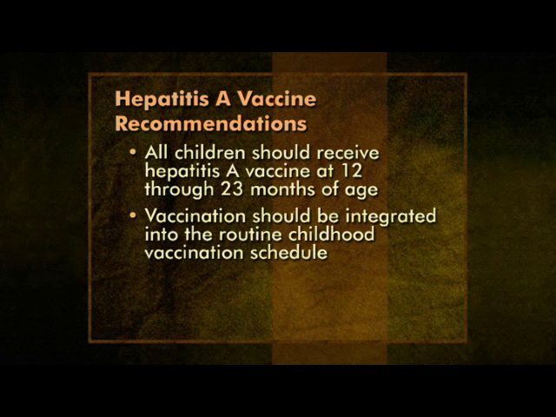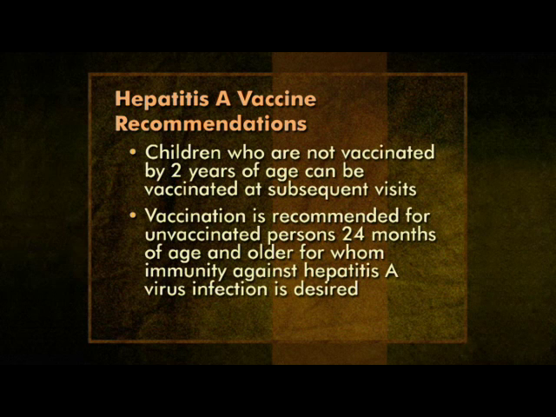ACIP recommends that all children should receive hepatitis A vaccine at 12 through 23 months of age. Vaccination should be integrated into the routine childhood vaccination schedule. Children who are not vaccinated by 2 years of age can be vaccinated at subsequent visits. A 2-dose vaccine series is also recommended for unvaccinated persons 24 months of age and older for whom immunity against hepatitis A virus infection is desired.